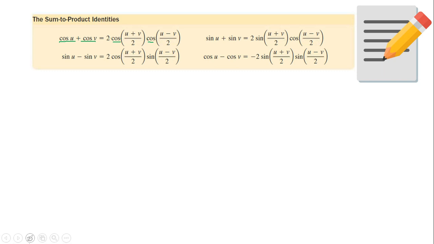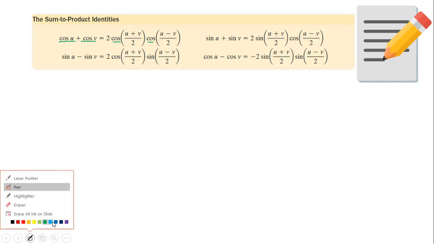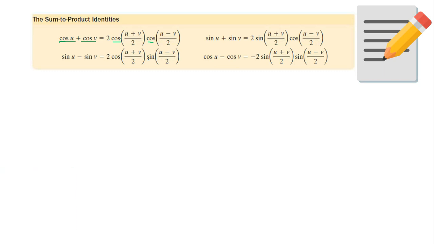Similarly, if I'm going to add sines, sine of one thing plus sine of another, sine of u plus sine of v is equal to 2 times sine of u plus v over 2 times cosine of u minus v over 2.